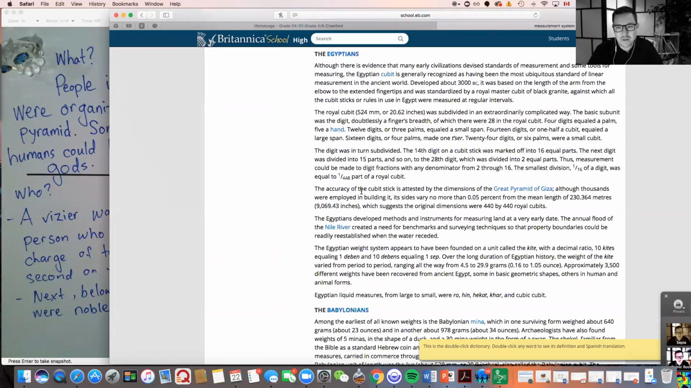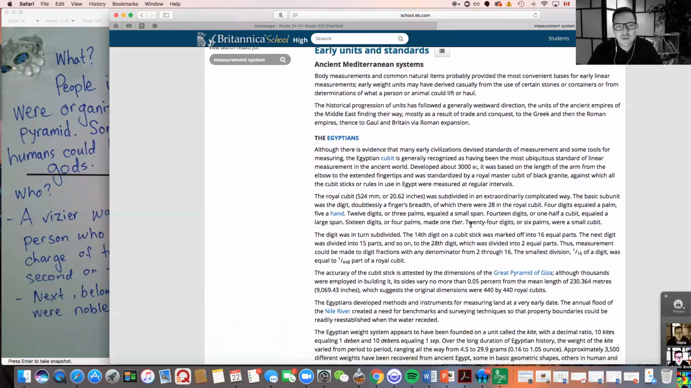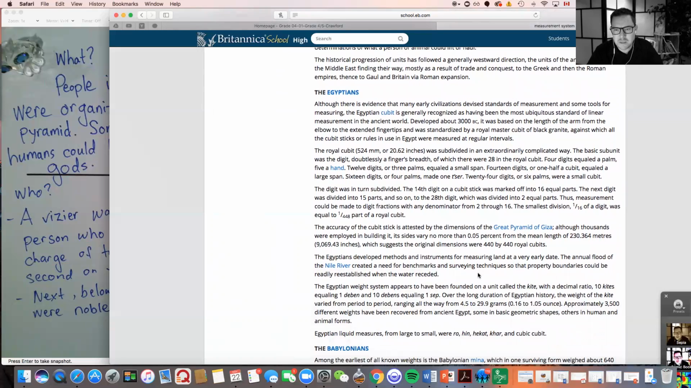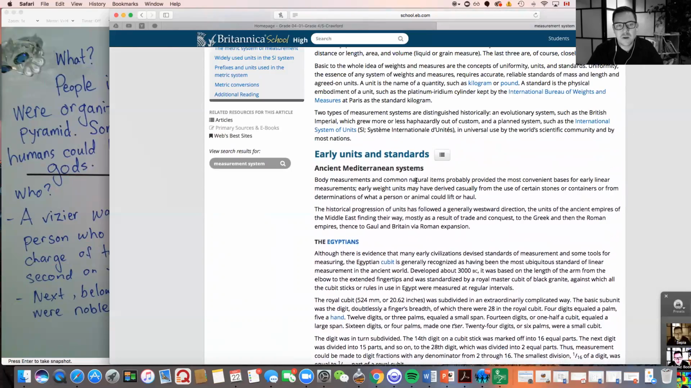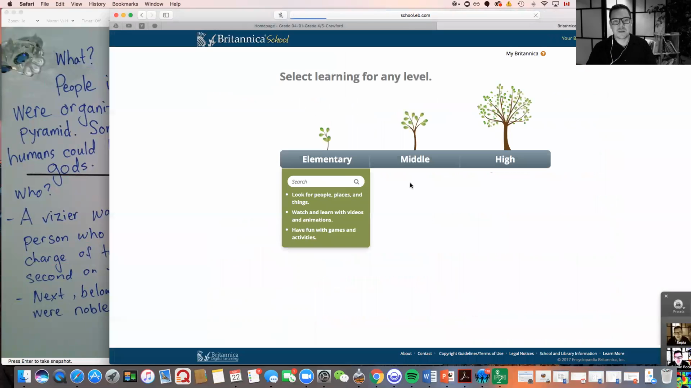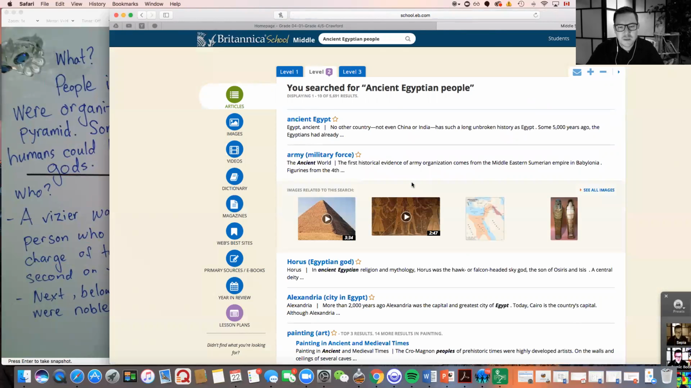And I had to go all the way down to the bottom to make sure. All right, so methods of measuring. Let's see, we have regular intervals. No, okay, there's not a lot about the people here, and that's okay. This is part of research. You're not going to find it right away. It takes time. You need to continue looking. So I'm going to go back to Britannica, make sure that I have Britannica School, and I'll try middle. Okay, and I'll go ancient Egyptian, and I'll try people again. Okay, let's see if middle helps.